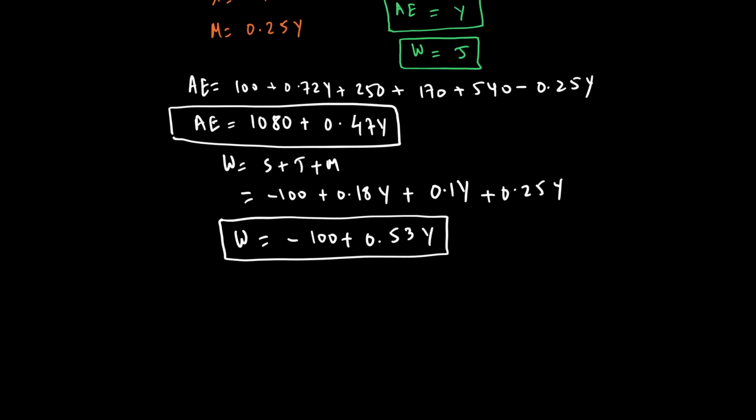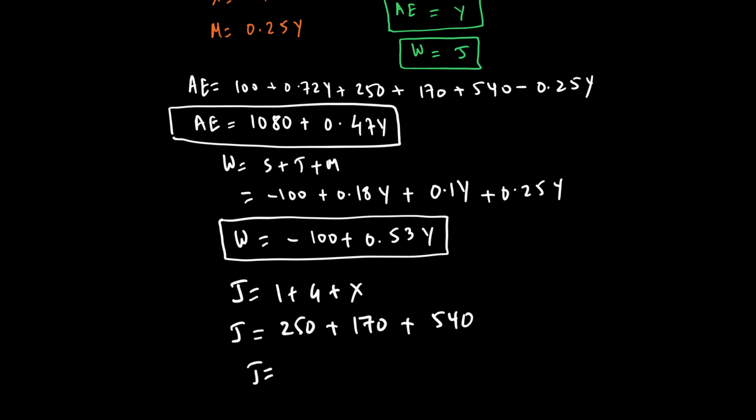And the last working that we'll do is to find J, which is simply I plus G plus X, which is your 250 plus G is 170 plus X is 540, which means J is equal to 540 plus 170 plus 250, which is 960. So now with these results, I can look at my equilibrium income and my multiplier.